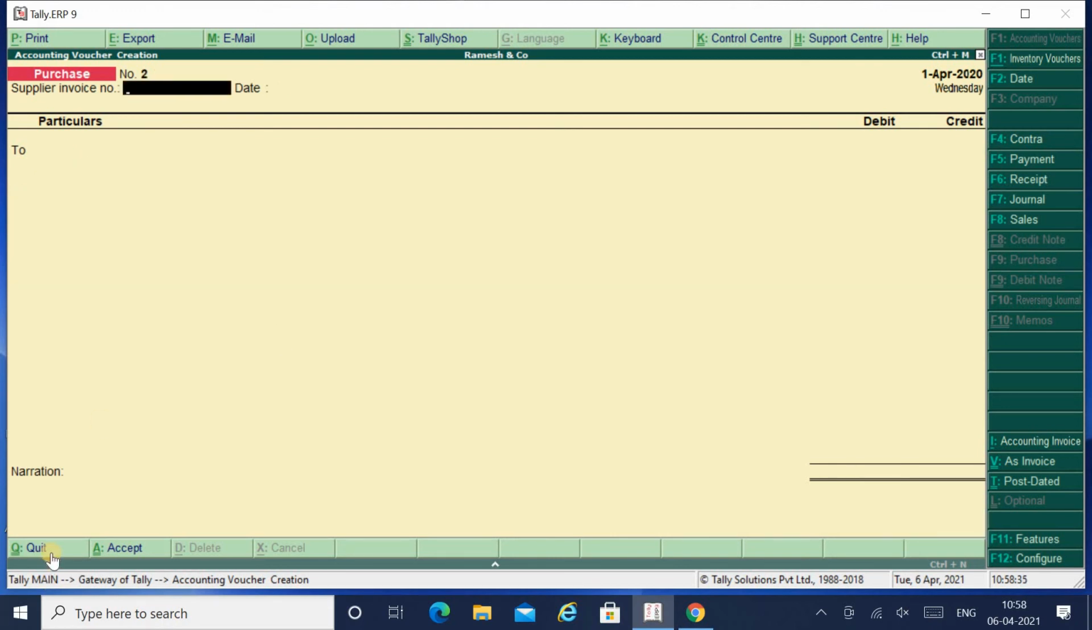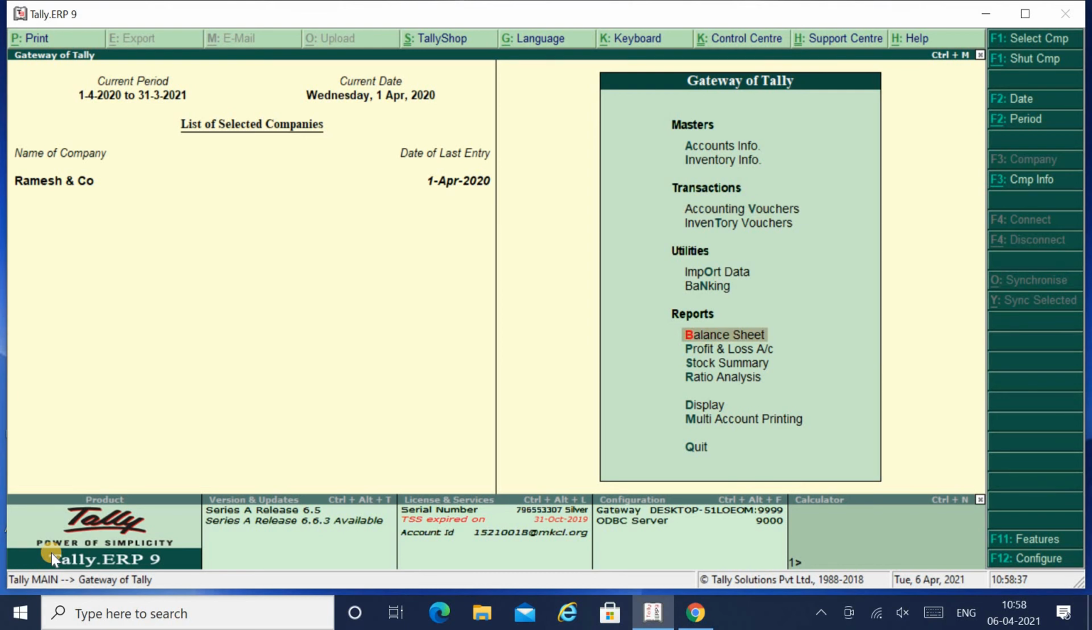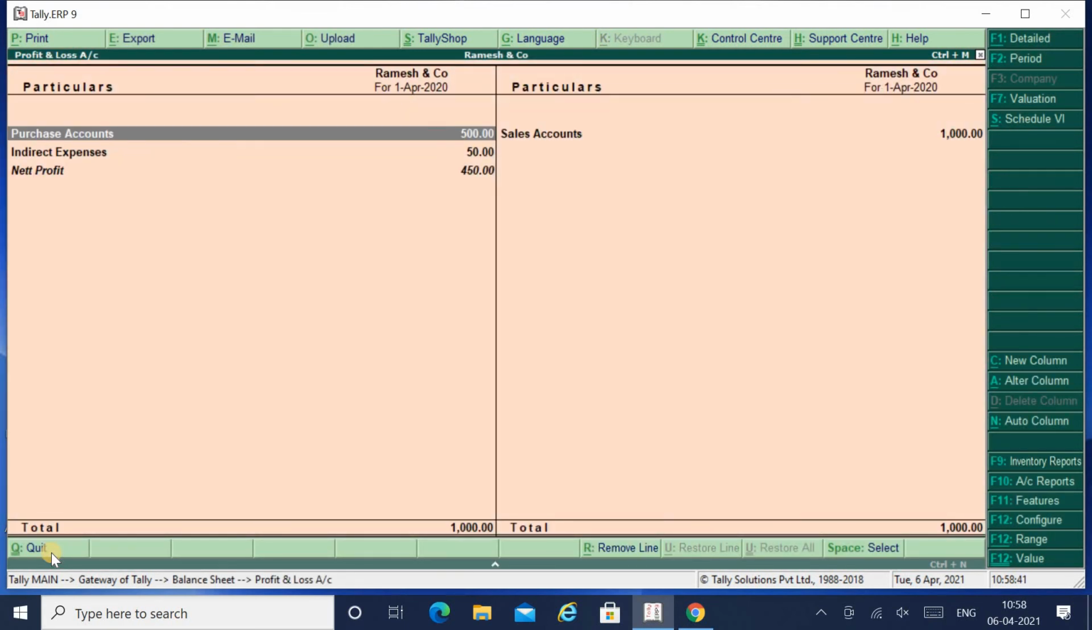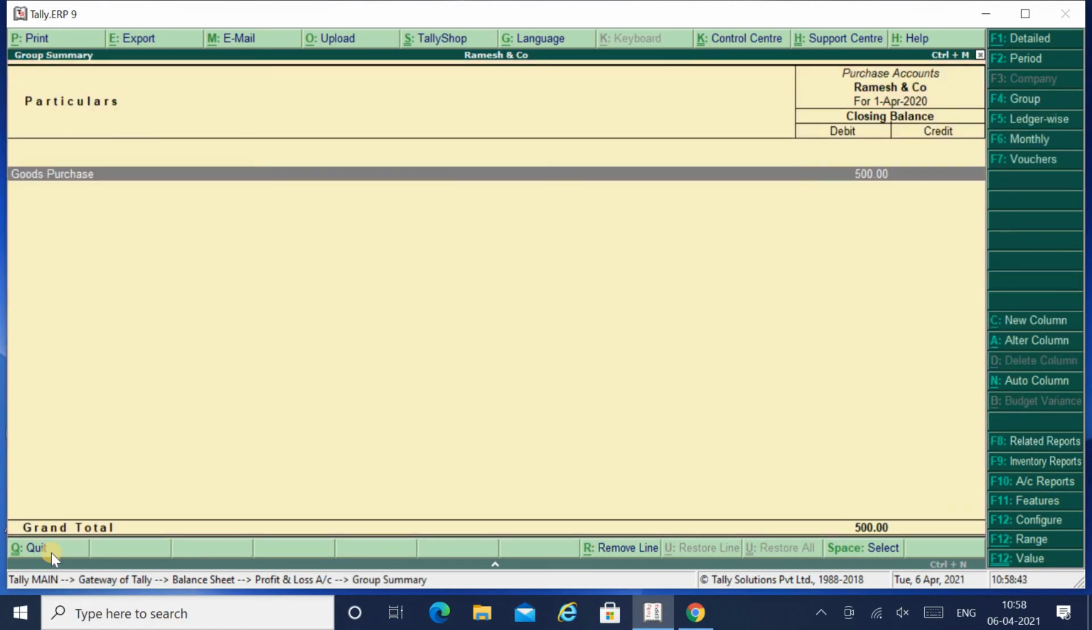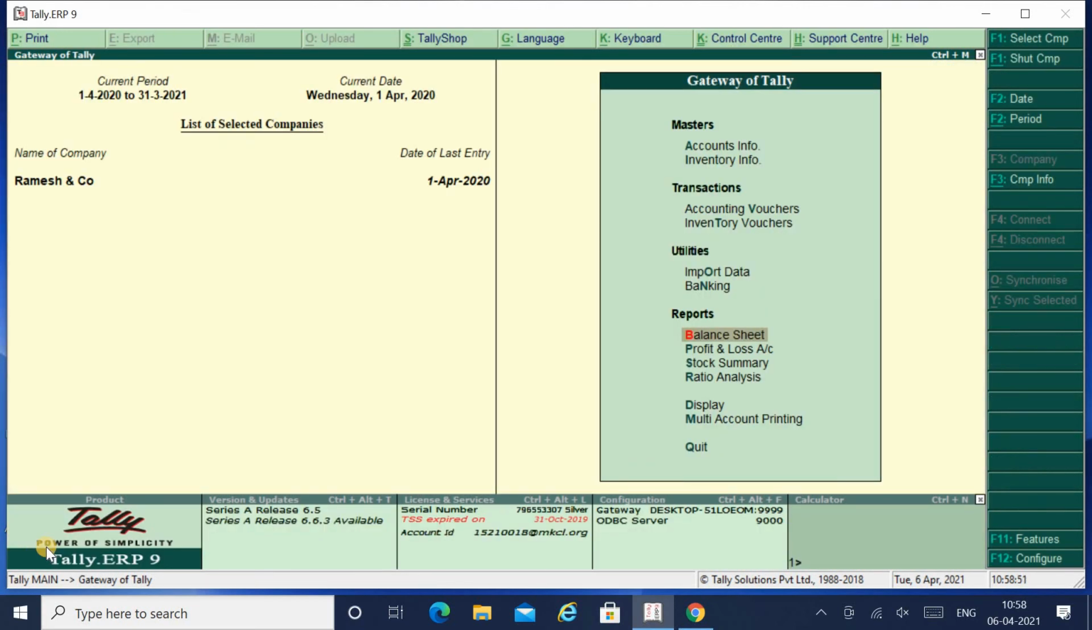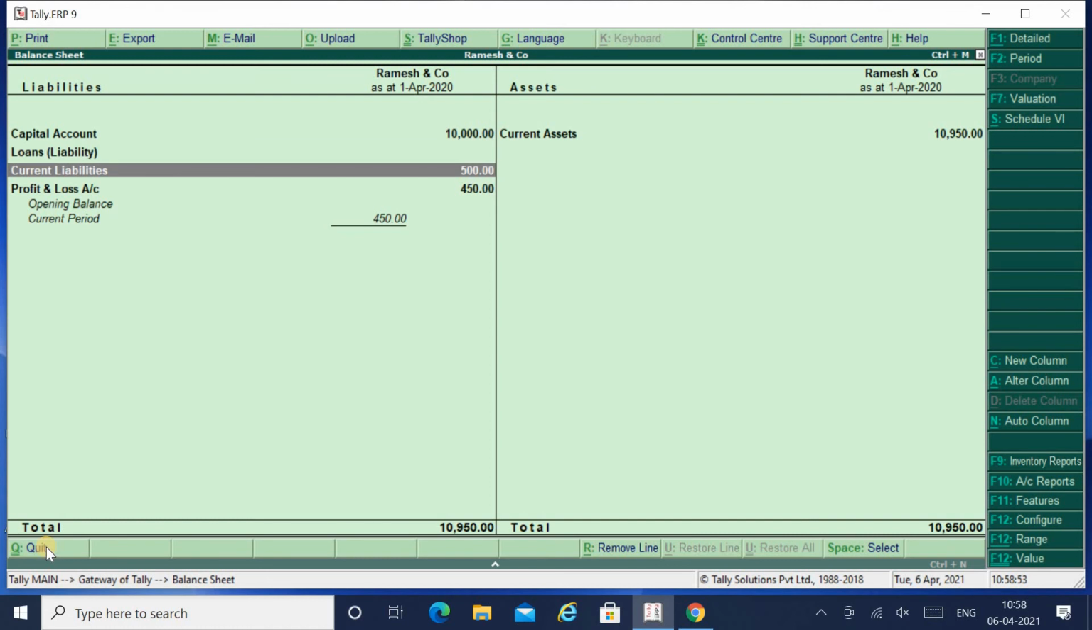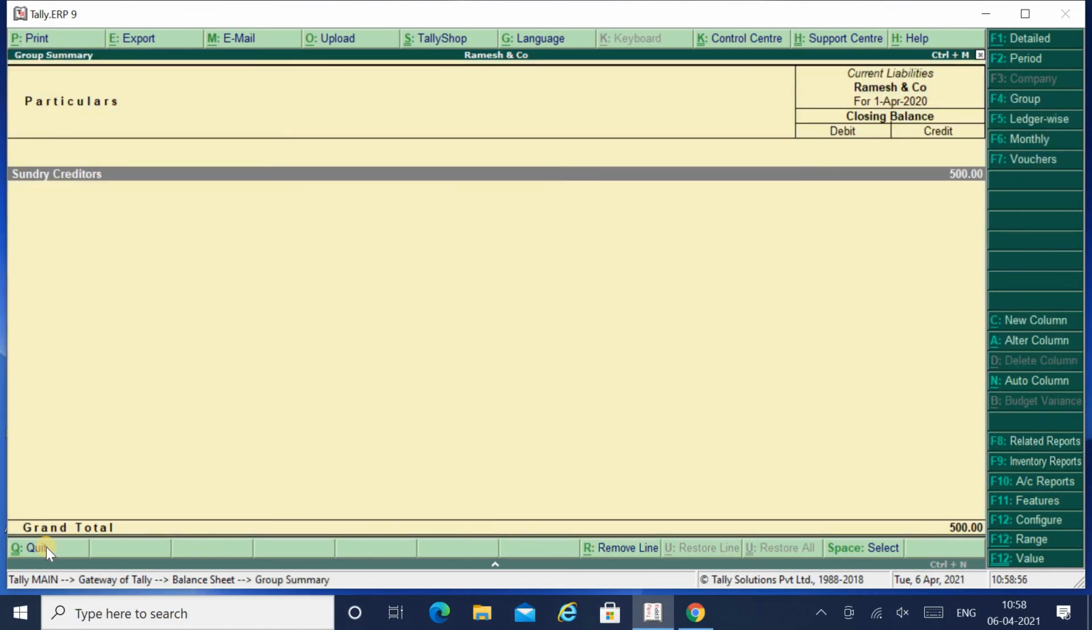Now, what will be the picture in the balance sheet? First of all, go to the profit and loss account. You will find over here in purchases that you have made a goods purchase of rupees 500. And secondly, as you have made these purchases on credit, in the balance sheet under current liabilities there will be sundry creditors. And there you will find the ledger of Shyam with an outstanding of rupees 500. This amount you are supposed to pay, and that payment you will be making in the future. So we have grouped Shyam under sundry creditors.